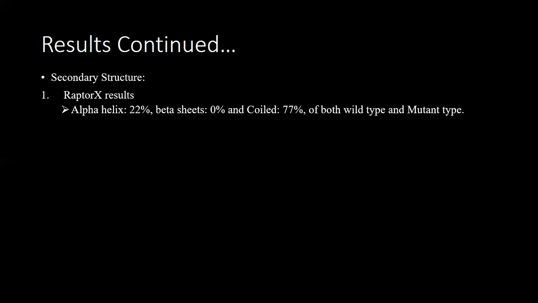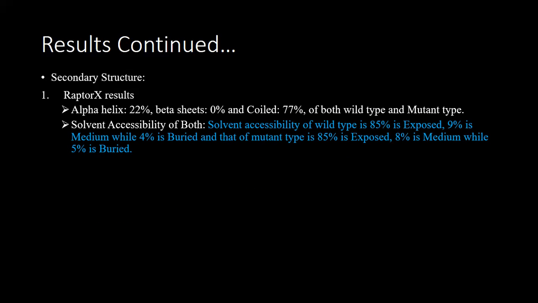What do we mean by wild type? Wild type means the accurate formation, that means the real, functional protein. Mutant means abnormal protein. And also we check the solvent accessibility of both wild type and mutant type.